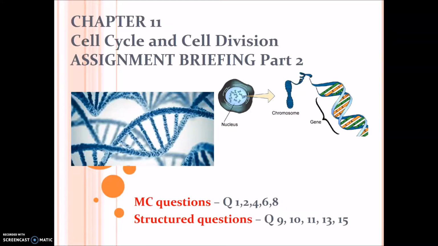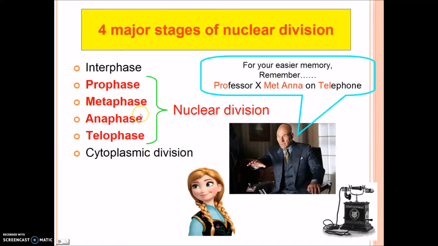In this video, I'm going to talk about the long question for cell cycle and cell division. But before that, let's go through the four major stages of the nuclear division again: prophase, metaphase, anaphase, telophase, and also interphase and cytoplasmic division. Be sure that in the long questions, there are different types of long questions, but the main idea is that you need to be familiar with the sequence, the order of the nuclear division, and of course also the whole cell cycle.